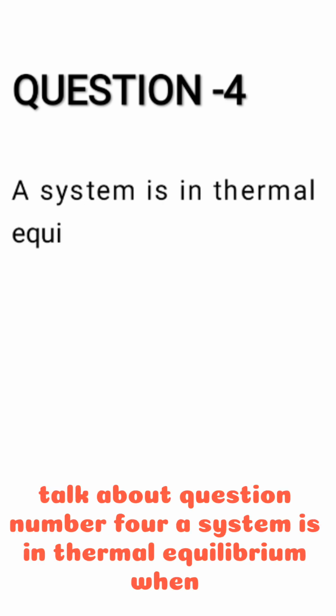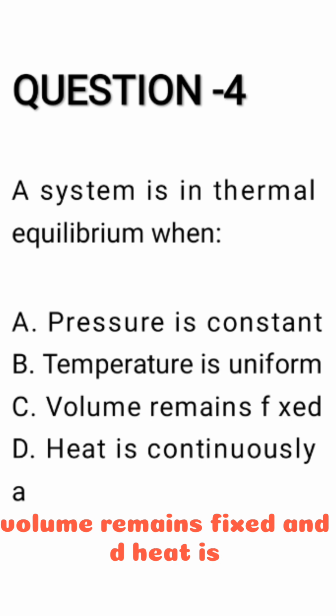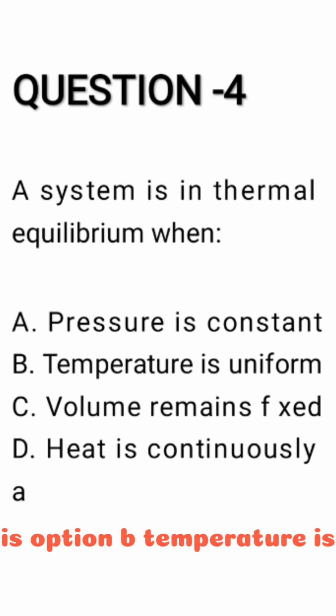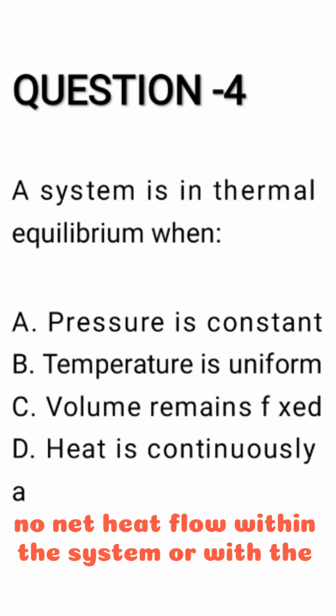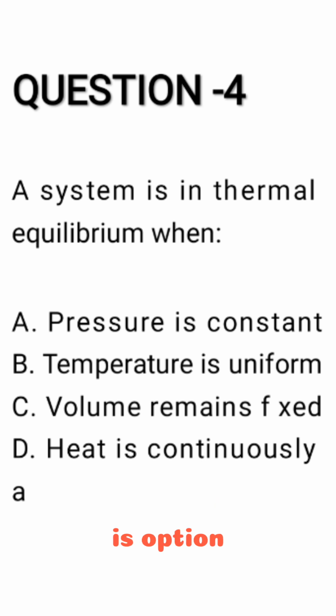Let's talk about question number 4. A system is in thermal equilibrium when A, pressure is constant, B, temperature is uniform, C, volume remains fixed, and D, heat is continuously absorbed. So the correct answer is option B, temperature is uniform. See, thermal equilibrium means there is no net heat flow within the system or with the surrounding, implying a uniform temperature. So the correct answer is option B.